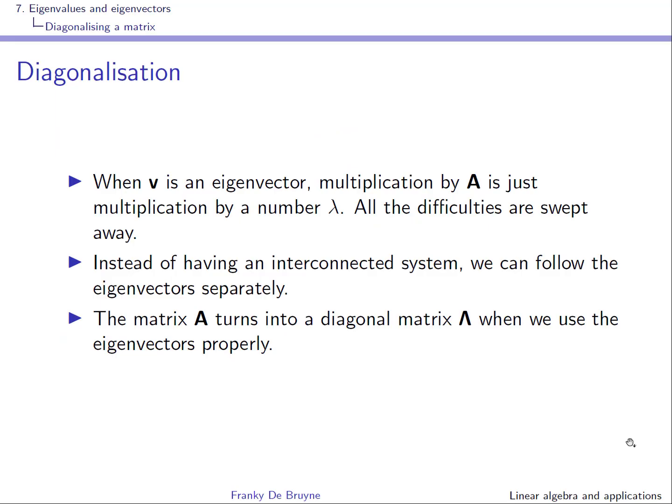So we've seen that multiplication of an eigenvector by a matrix A is very simple. It's just you take the vector and you multiply by the corresponding eigenvalue. So it is very easy and all difficulties are swept away. So this is what we'll try to do. We'll follow eigenvectors separately. And if you do this properly, and if you use the eigenvectors properly, in many problems you can turn the matrix A into a diagonal matrix lambda. And this is what we'll discuss next.